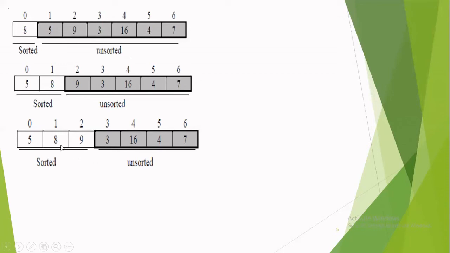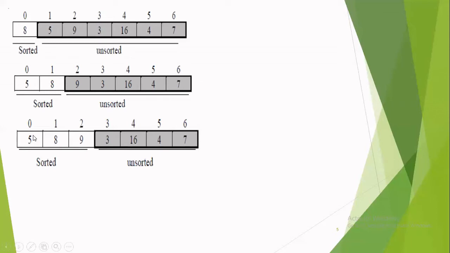Now compare 3 with 8. 8 is also greater, hence move this element 8 to the next location. Now the element 9 will overwrite this 9, and 8 is moved to this location. Now compare 3 with the element 5. 5 is also greater. Hence move this 5 to this location. Now there are no elements in the sorted list to compare. Hence the position for this element 3 is 0.